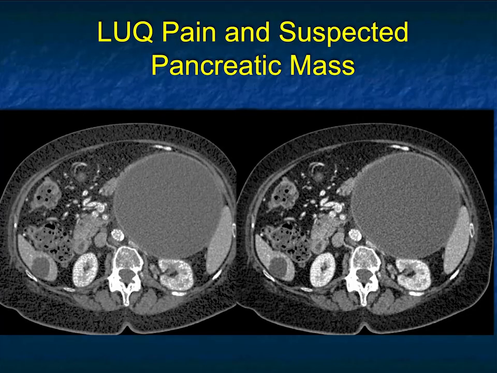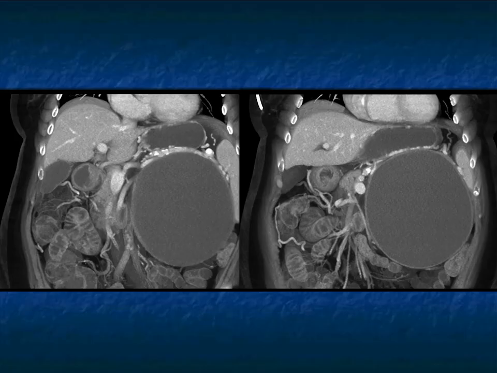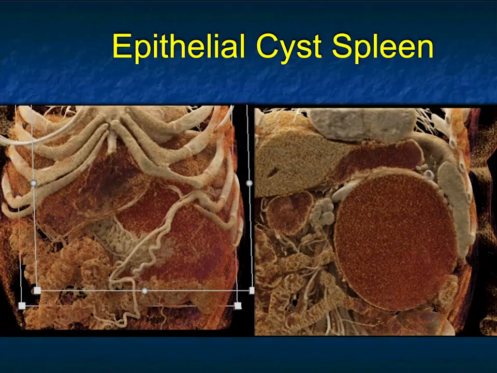I guess that's possible. They can be very large. They can simulate pseudocysts, as in this case coming from the spleen proper. They can simulate retroperitoneal masses. But when you start looking at the entire process, you recognize that it's a spleen, and in this case was an epithelial cyst. But you can see how large they can be.